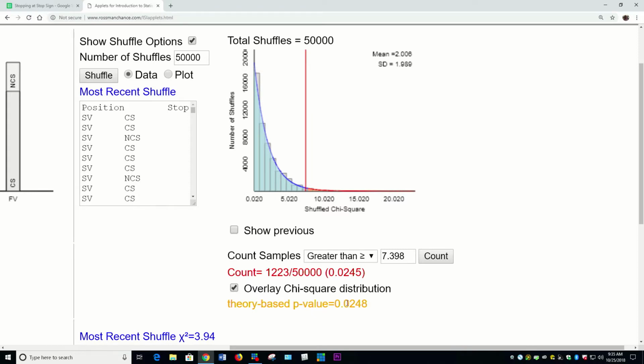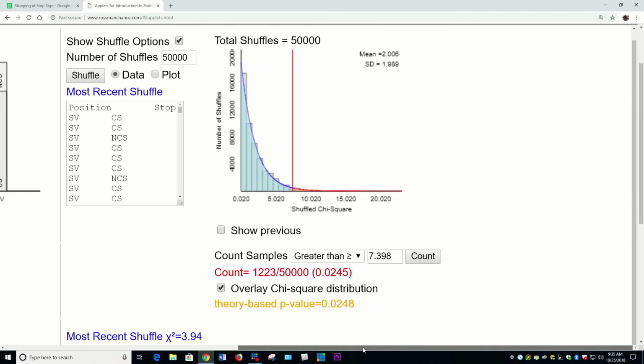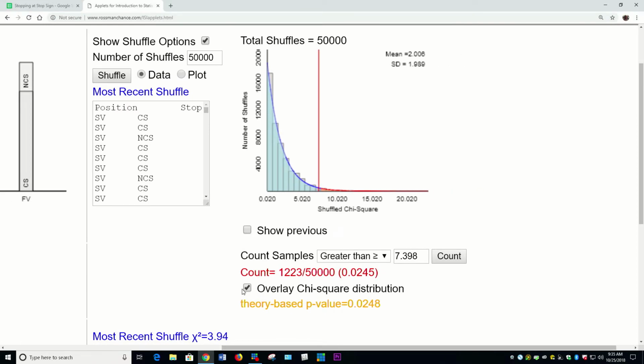So you would come to the same place that you would for simulation, the multiple proportions applet, but you would just click on this overlay chi-squared distribution and you get to see the theoretical curve, and there's the theoretical p-value. It's still pretty much in the neighborhood of our simulation, which it should be, right? Because when we simulate, that should be a legitimate computation.